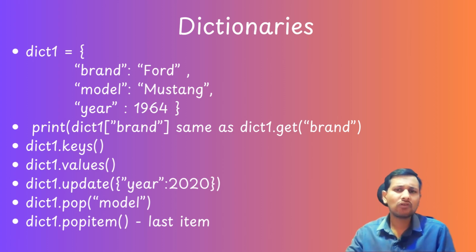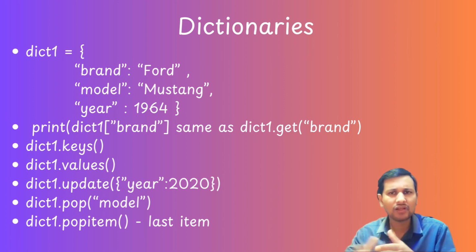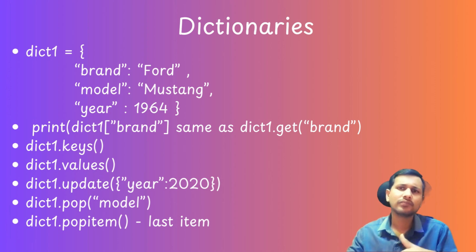So now let us go to the methods. We can use dictionary1.keys(), which will print all the keys of dictionary1. We use values, which will print all the values of dictionary1. We talk about update. What this will do is, if the value is present, it will update that value. If you don't have that value in the dictionary, it will add it.